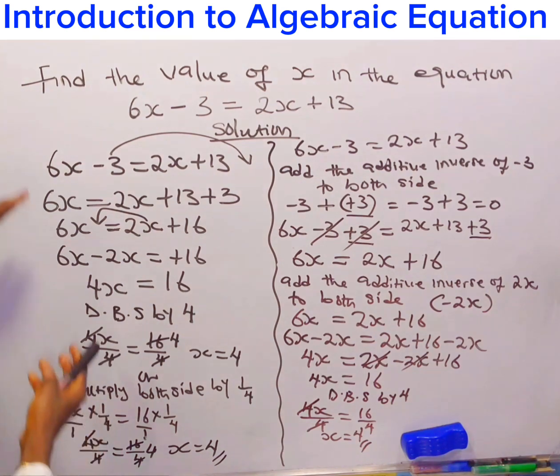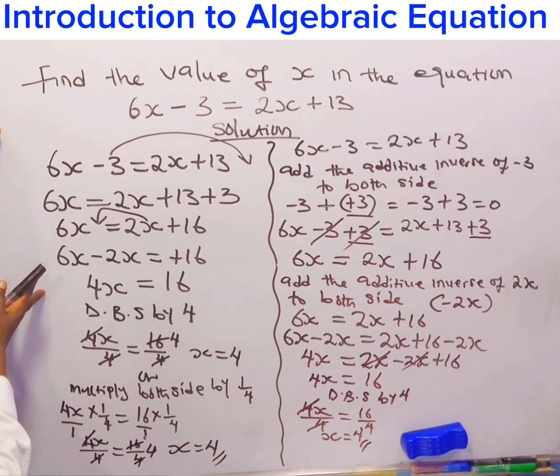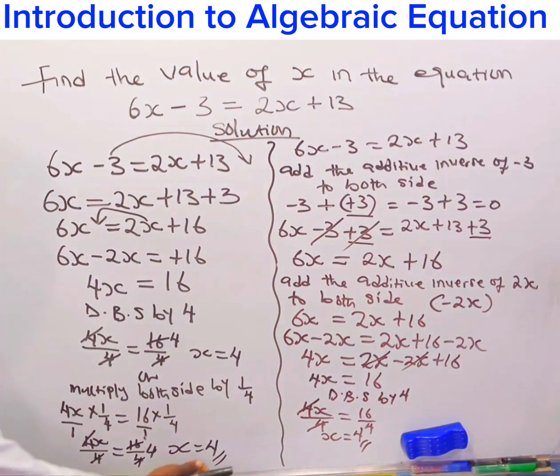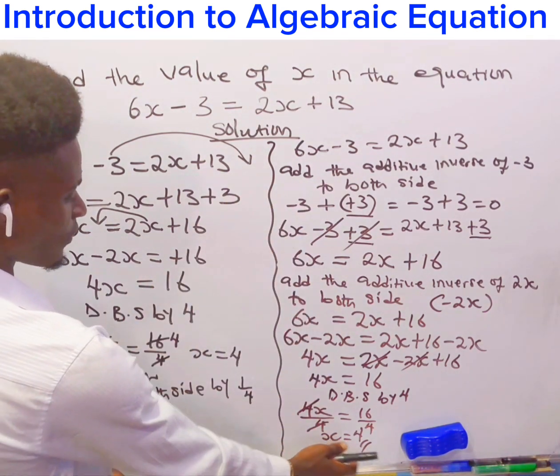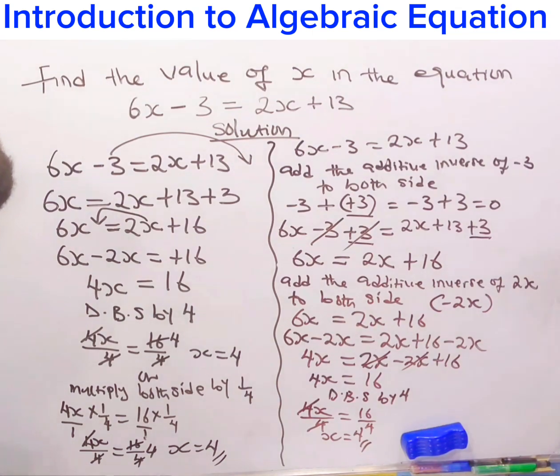So we have successfully used collecting like terms throughout to get our value as 4, and also the additive inverse to get our value as 4.